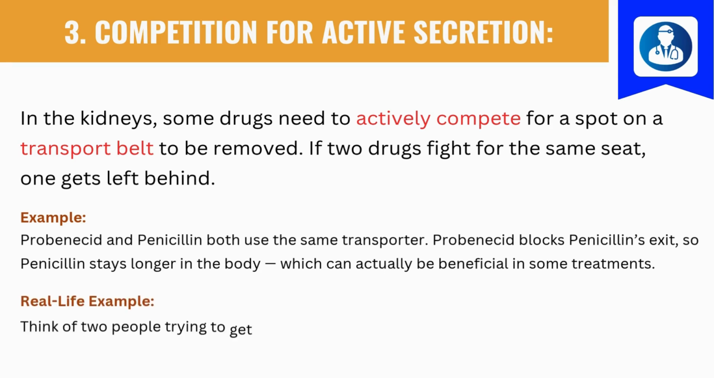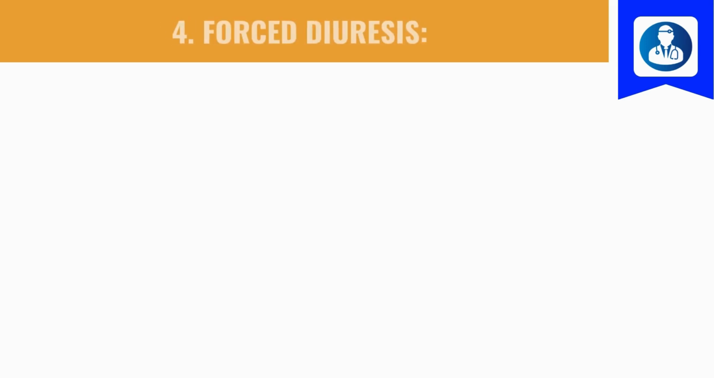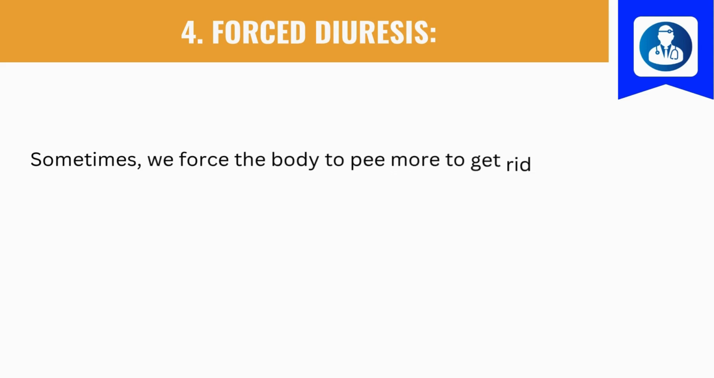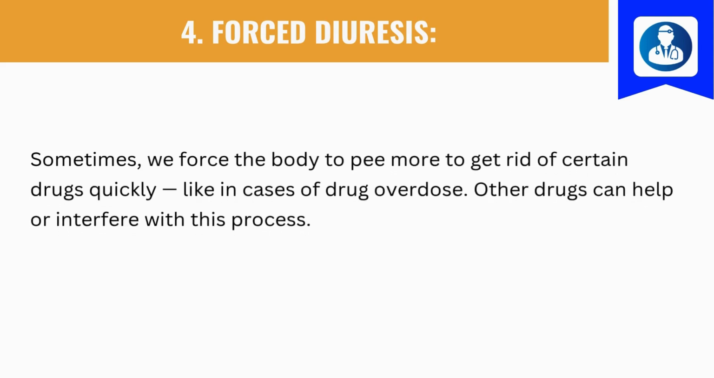Real-life example. Think of 2 people trying to get into a taxi. If one blocks the other, the second person can't leave and stays longer. 4. Forced diuresis. Sometimes, we force the body to pee more to get rid of certain drugs quickly, like in cases of drug overdose. Other drugs can help or interfere with this process.